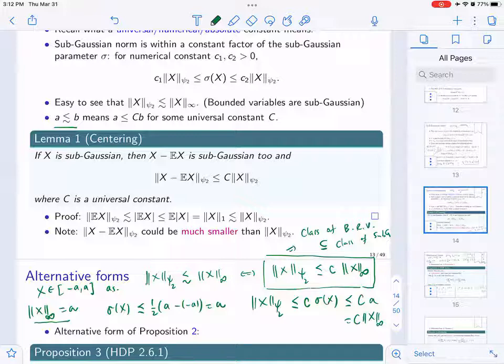If you have a bound on the subgaussian norm of this, the centered version is at least guaranteed to be as large, the norm up to a constant. And the proof follows from the fact that this is a norm. So this thing is going to be bounded by the subgaussian norm of x plus the subgaussian norm of this constant.